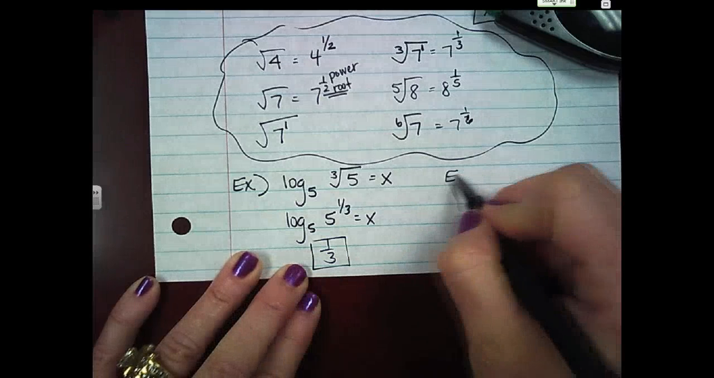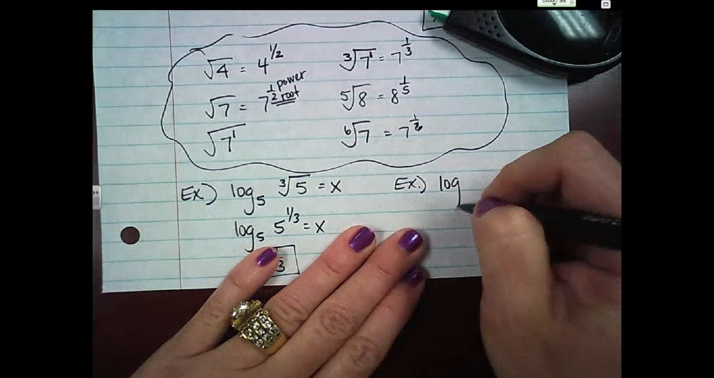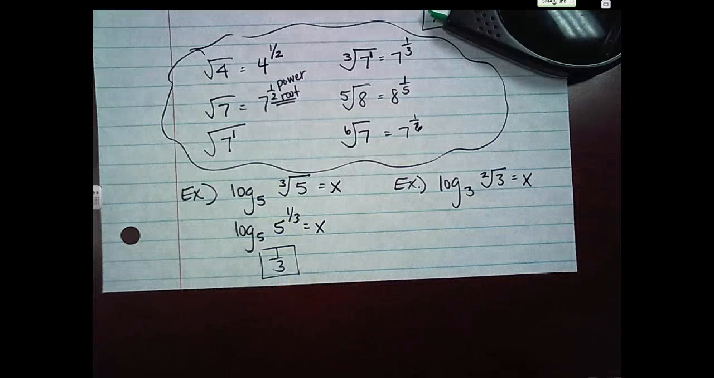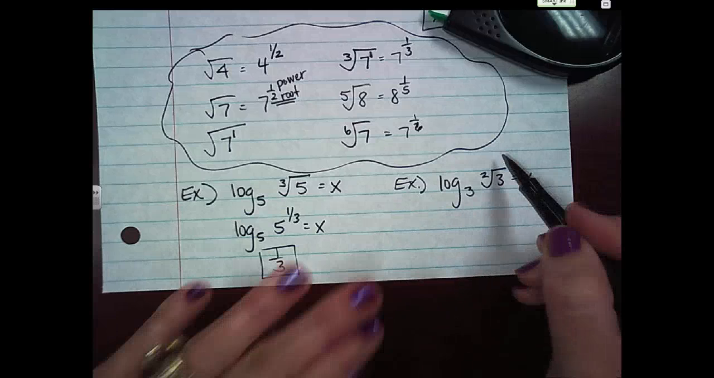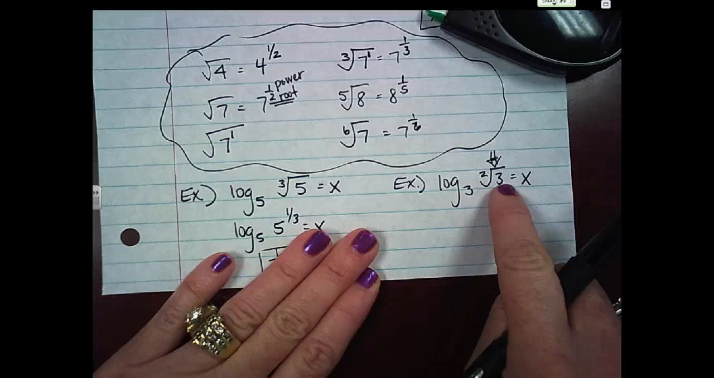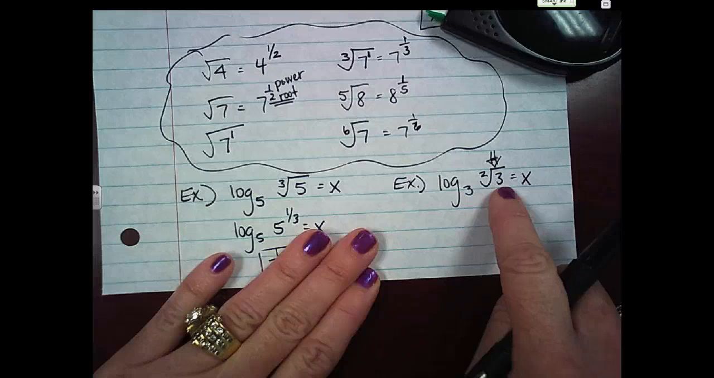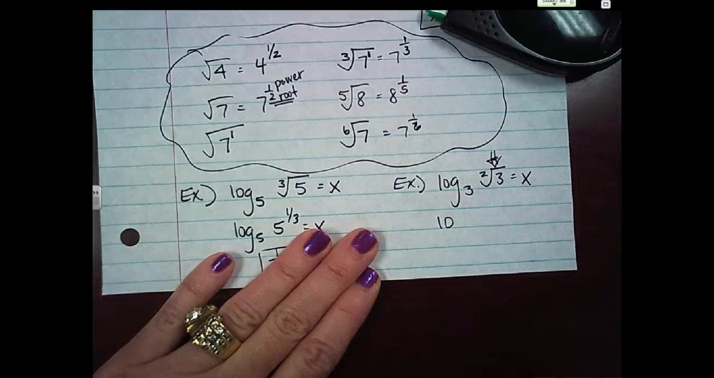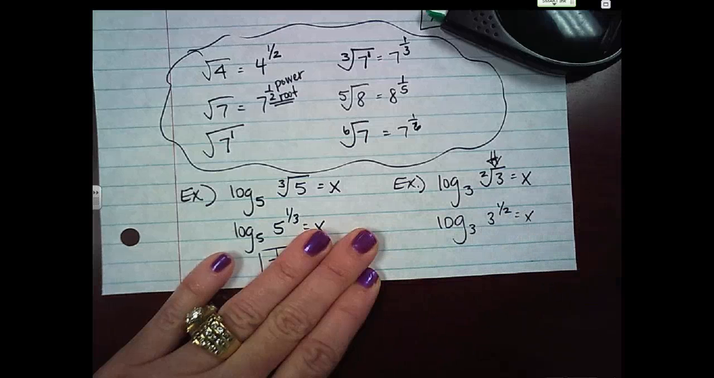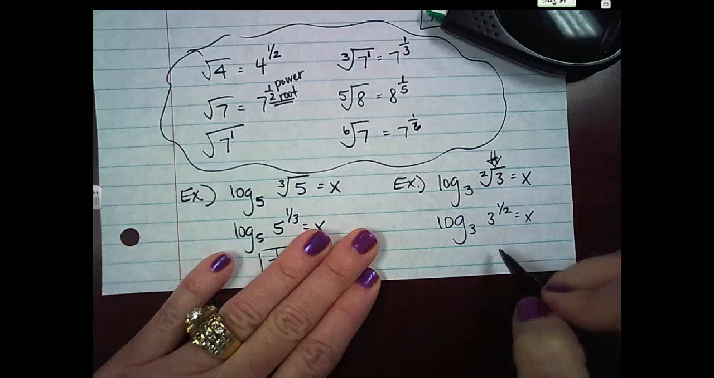Okay, here's another one. Try this. Log base 3 of the square root of 3. This looks funny, doesn't it? It doesn't work. I don't know how to get from 3 to the square root of 3, right? So I'm going to rewrite this using a power so that I can look at it and see. So log base 3 of 3 to the 1/2. So the answer is what?